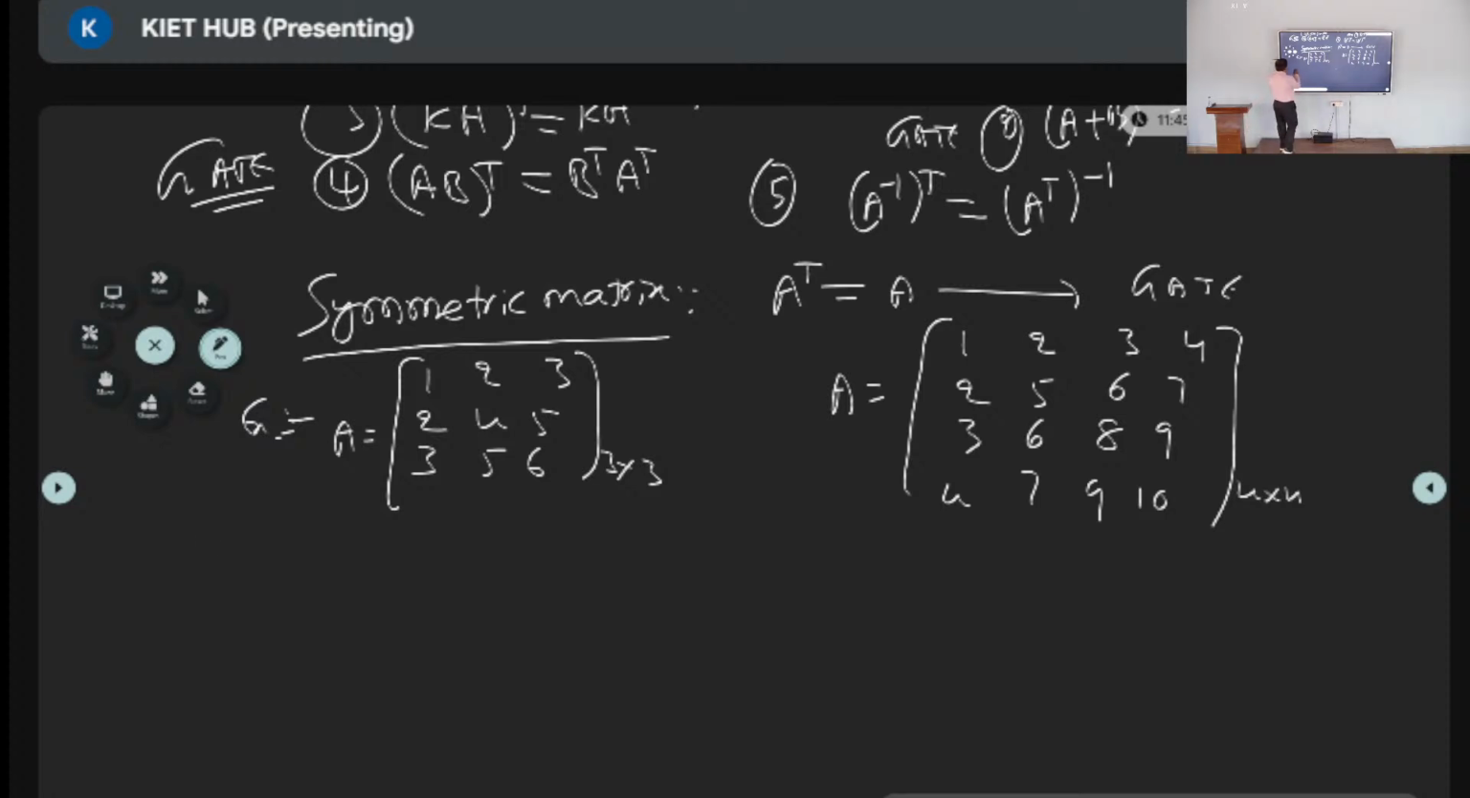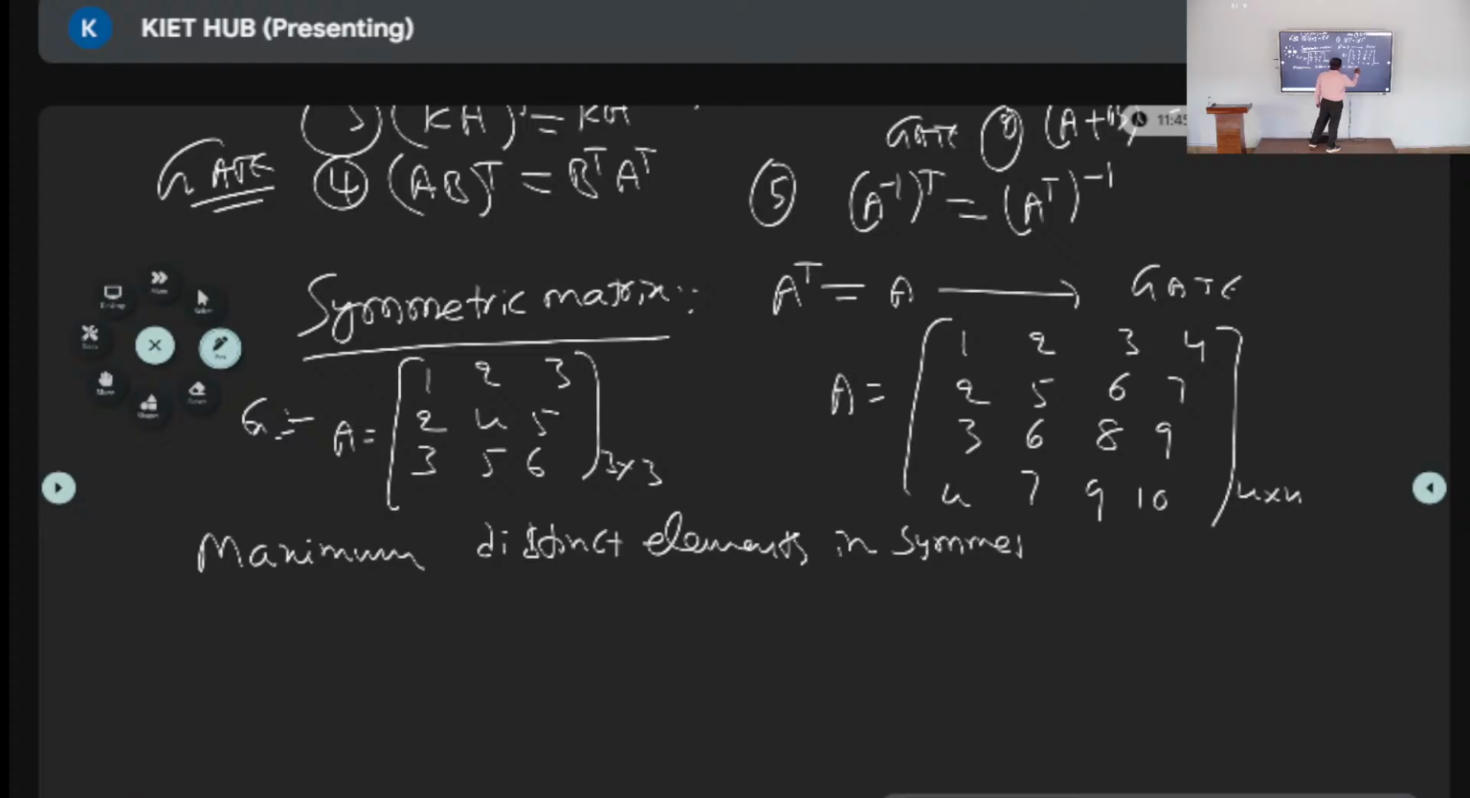We have one formula for the maximum distinct elements in a symmetric matrix of nth order. What is the formula? n into n plus 1 by 2. Remember this formula carefully: n into n plus 1 by 2.